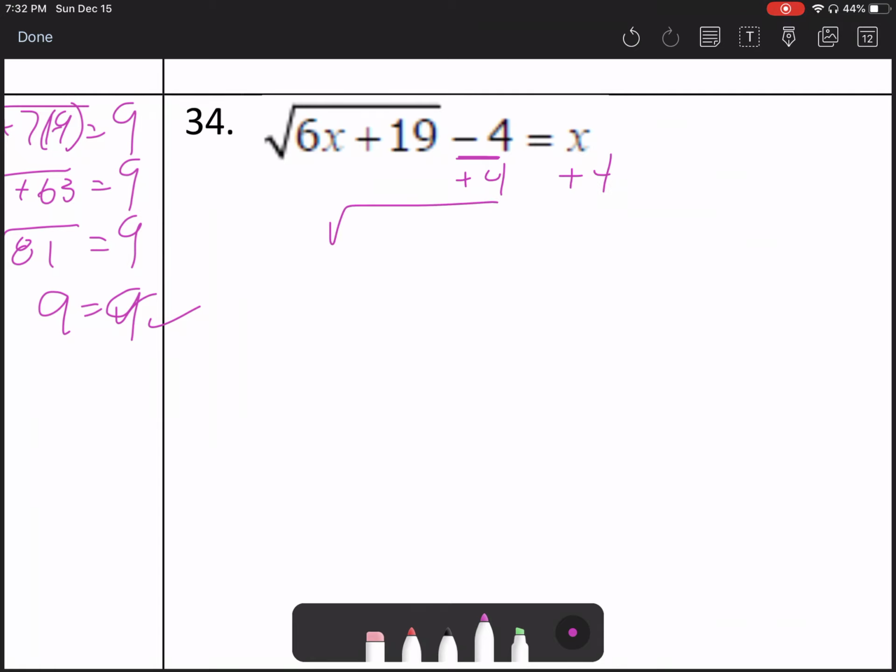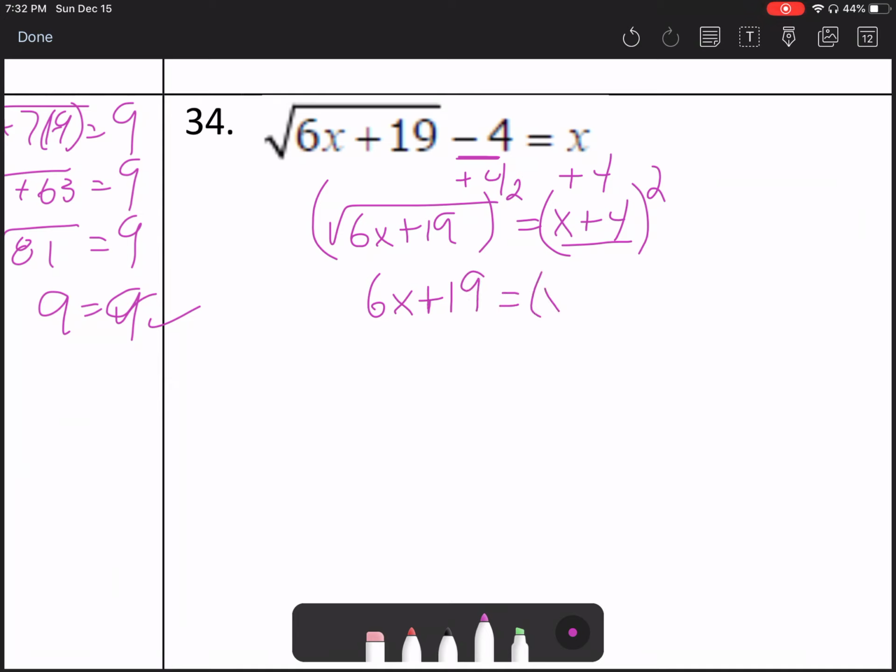So I end up with radical 6x plus 19 is equal to, I can't combine these, so this is just x plus 4. It's fine if it's a binomial. We'll talk about that in a moment. So I do go back through the same thing, and I square each side. So this ends up being 6x plus 19 is equal to x plus 4 squared.